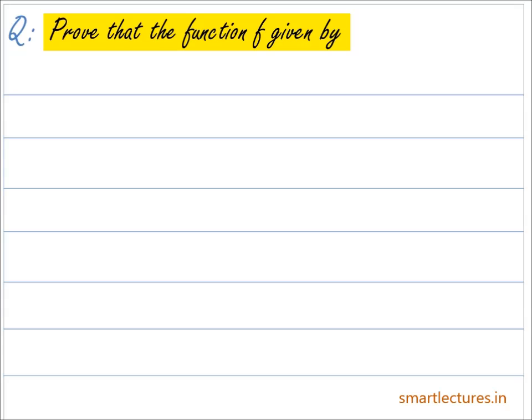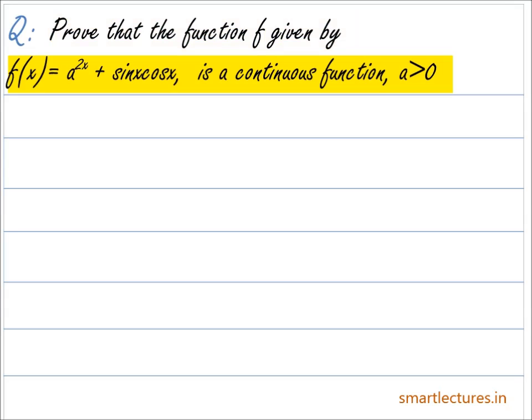Now let's solve one more question. Prove that the function f of x given by f of x is equal to a to the power 2x plus sin x into cos x, where a is greater than 0, is a continuous function.